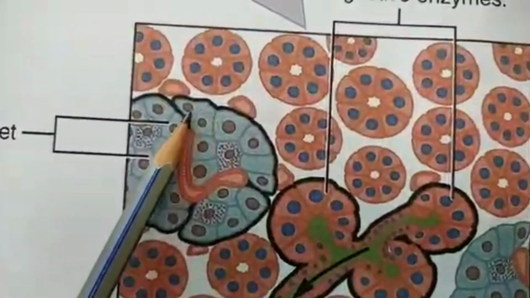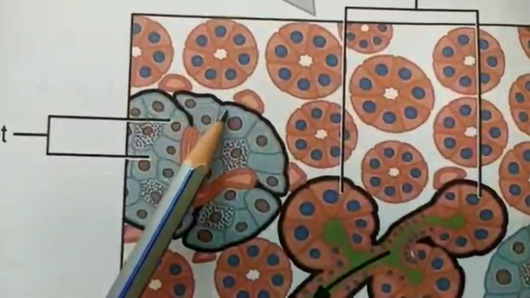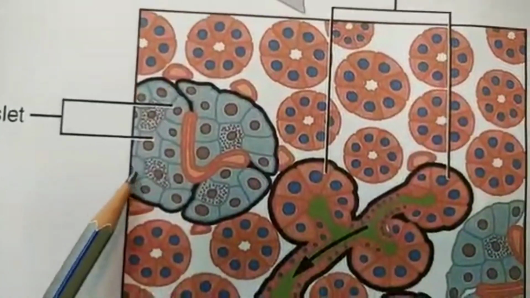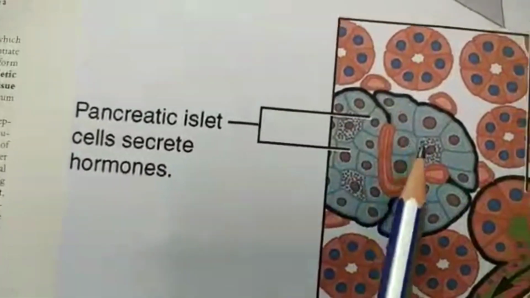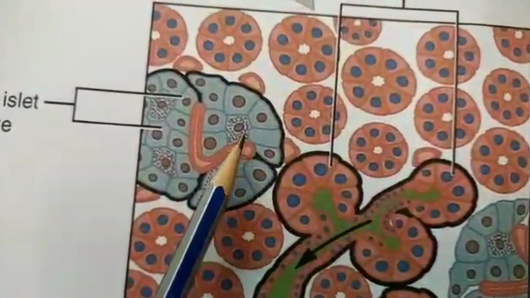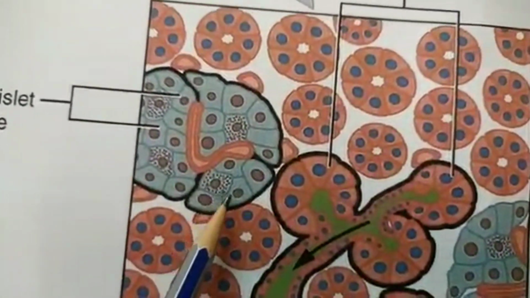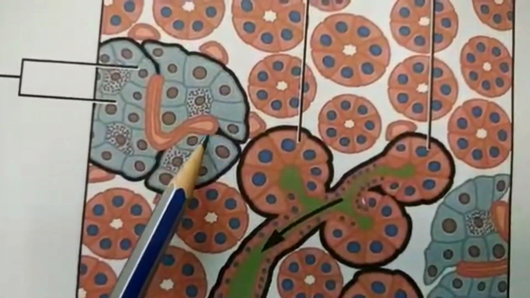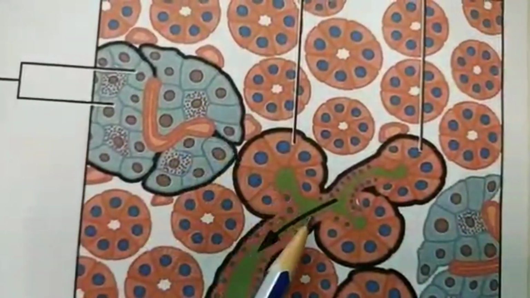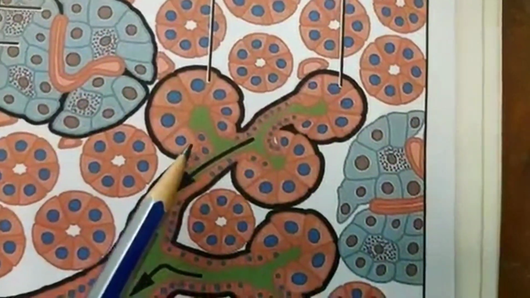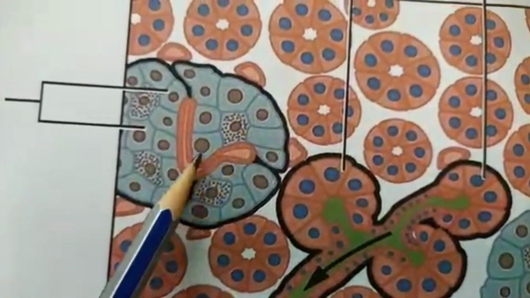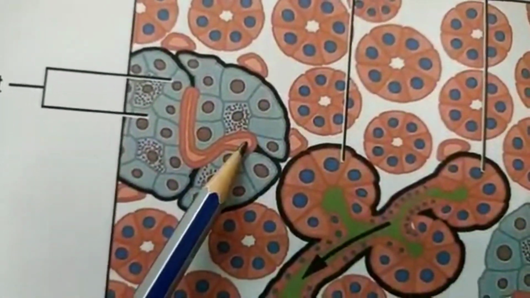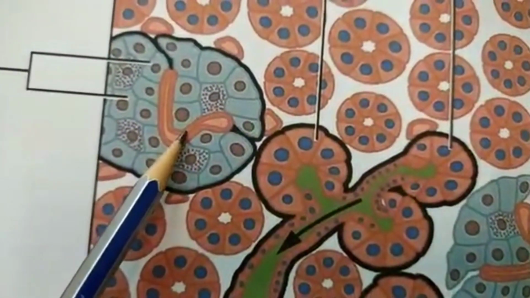But these cells which are forming the islets of Langerhans are also endodermal cells. These endodermal cells are not connected with the duct system. So their secretion will be drained in the blood capillaries.